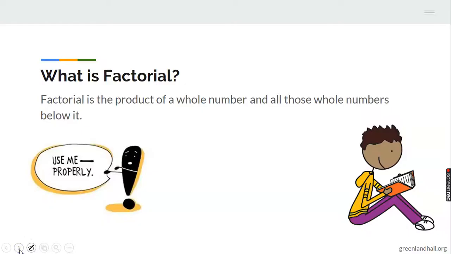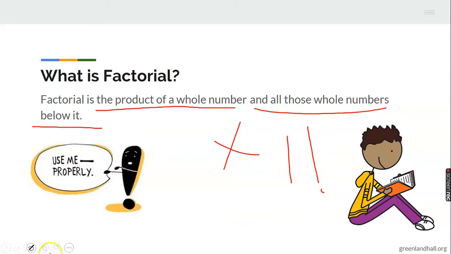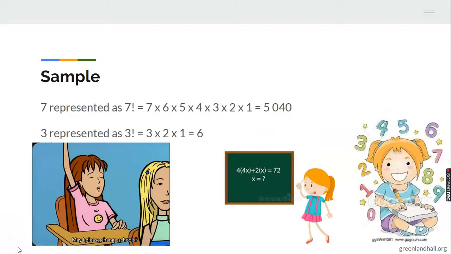Alright, so what is factorial? Factorial is the product of a whole number and all those whole numbers below it. The product there means multiplication, the times, when you times the number. The symbol for factorial is a strike down and a dot underneath. Okay, so let's jump into it and see what we have.